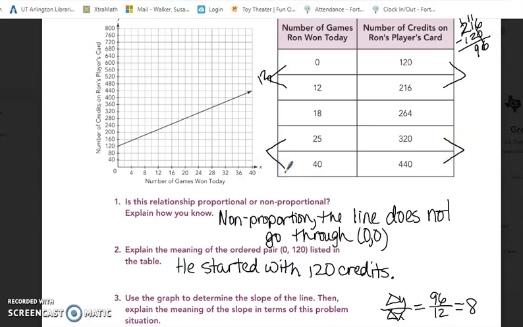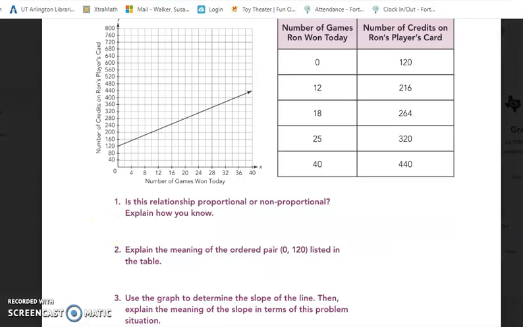I'm certain. Okay? 440 minus 320. Delta y here would be 120. Over here, 25 to 40, that would be 15. So delta y is 120. Delta x is 15. When I divide it, I get 8. So the slope of the line is 8 over 1, or 8.